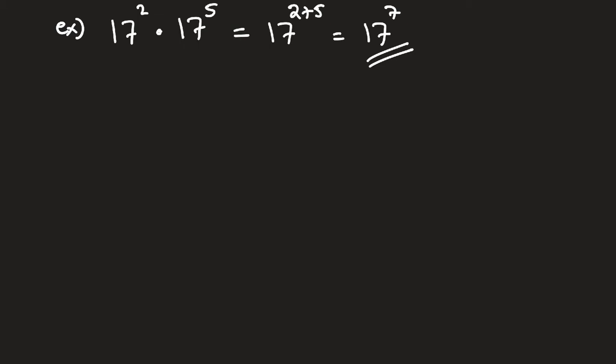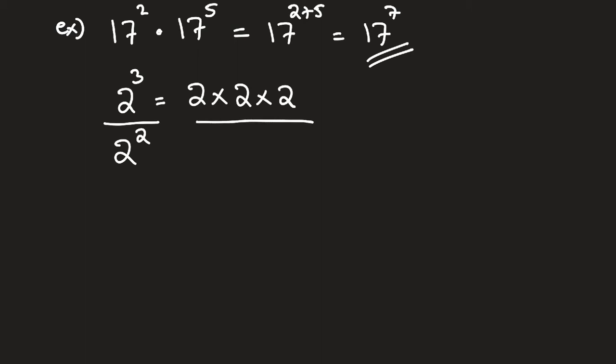Let's move on further. Let's take the second law and try to understand. Suppose 2 to the power 3, we already know what it is, 2 times 2 times 2. And if I divide it by 2 to the power 2, what is it going to be? It's 2 times 2. So now observe, can I cancel these 2's? What am I left with? Only 2. And when there's no power written, what is the power? It is understood to be 1.